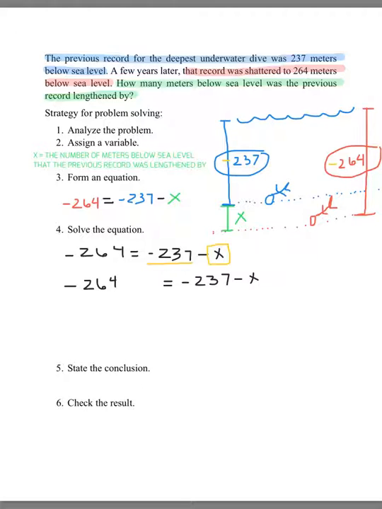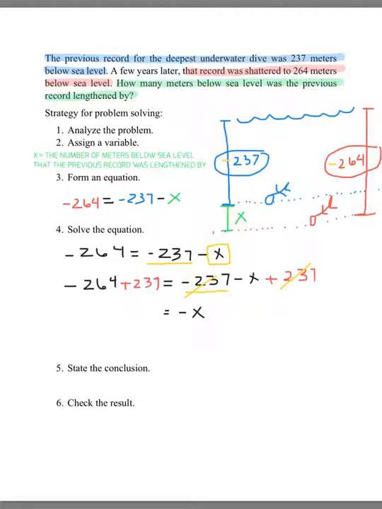And again, since we want to eliminate the negative 237, we're going to do that by adding the opposite sign, 237, but not just to one side, but to both sides. And again, we have to do it to both sides in order to maintain our equality. So here we go. On the right hand side, the negative 237 and the positive 237 cancel each other out, and we're left with a negative x.